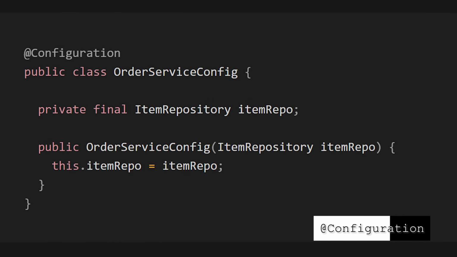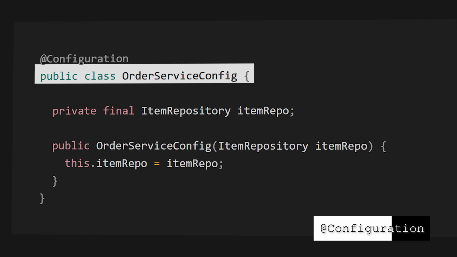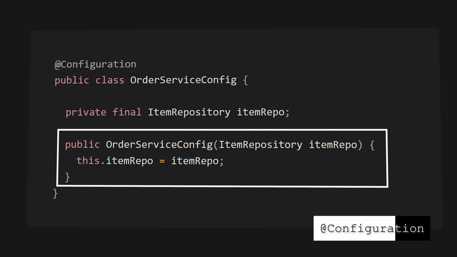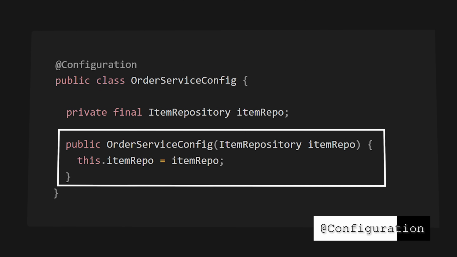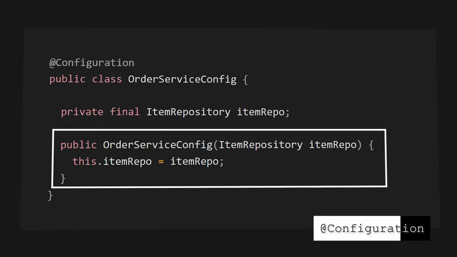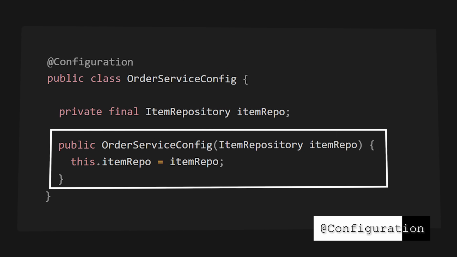So for example, a feature of @Configuration classes is that you get dependency injection in them, just like any other Spring Bean, right? So here I have an OrderServiceConfig, which is marked with @Configuration. And inside that, I'm doing dependency injection, right? I have setters which can be dependency injected. This allows dependencies like repositories to be injected into the configuration classes.